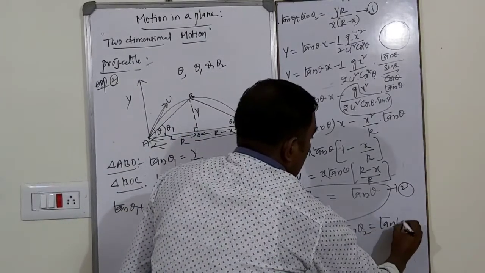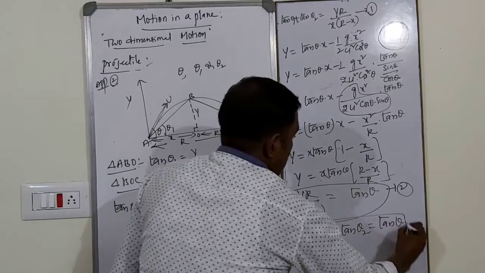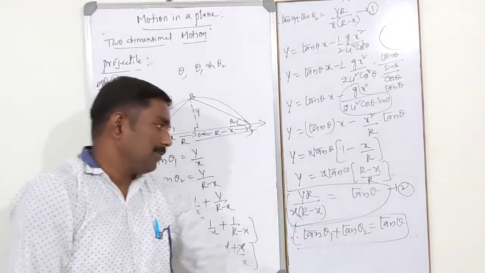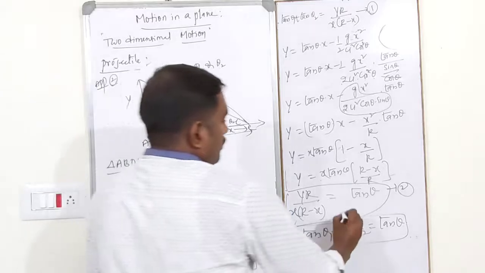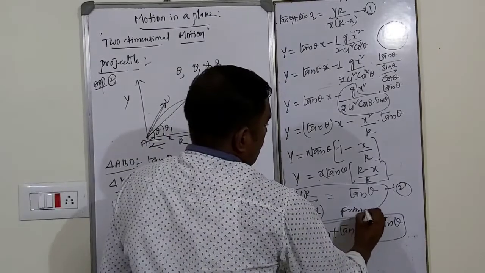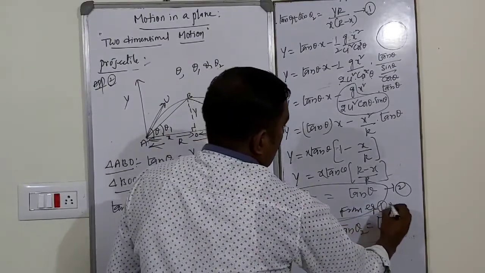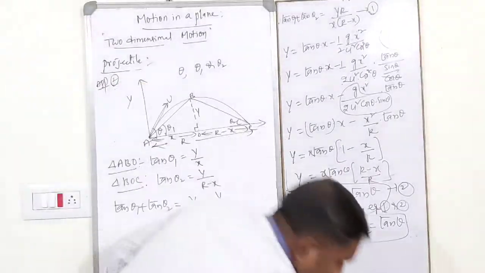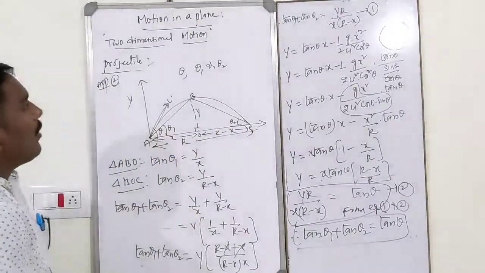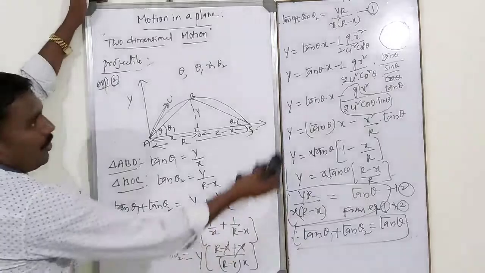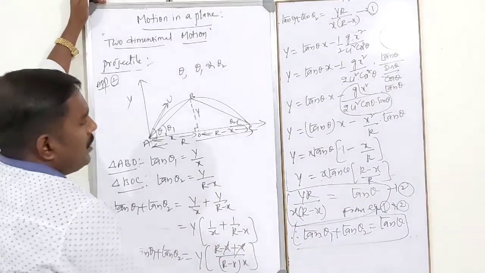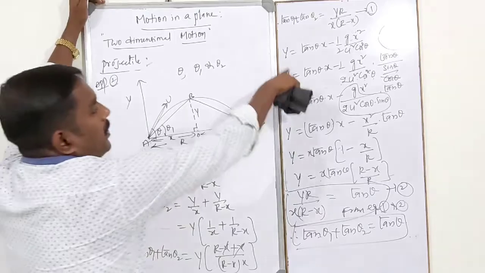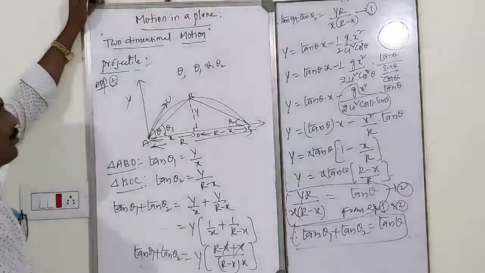Tan theta 1, tan theta 2, this is the relation between theta 1 and theta 2, from equations 1 and 2. This is an important relation. Now, another application. Students, this is the easiest way. First of all, tan theta 1, tan theta 2. Then after, projectile motion. I will take projectile motion.